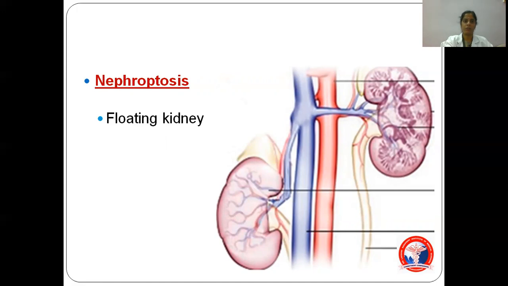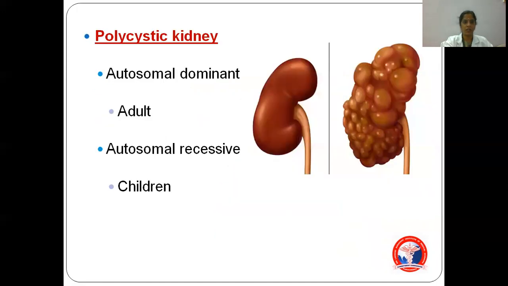Okay, you understand this now? Now we'll move on to the next clinical condition. The next one is polycystic kidney. It is an autosomal dominant and recessive disorder. Autosomal dominant disease is seen in adults, autosomal recessive disease is seen in children. You can see multiple cysts on the surface of the kidney. See, this is the normal kidney. Here you can see multiple cysts. So this condition is named polycystic kidney.